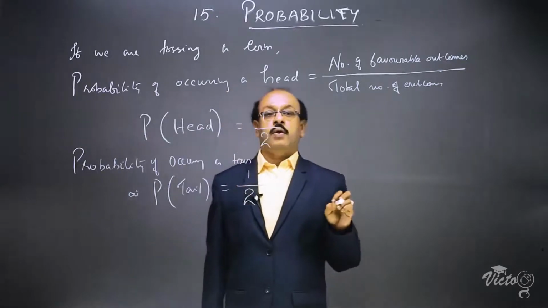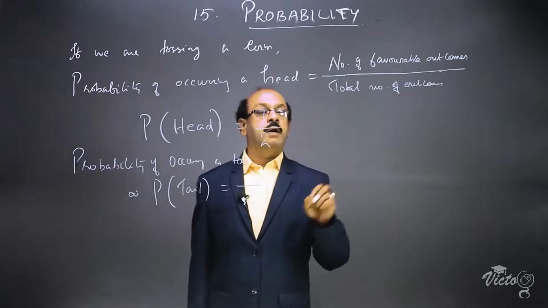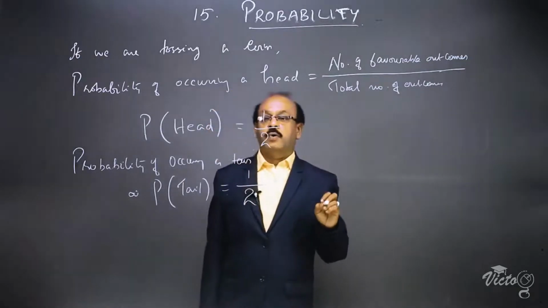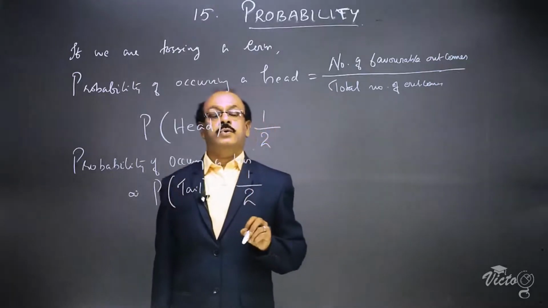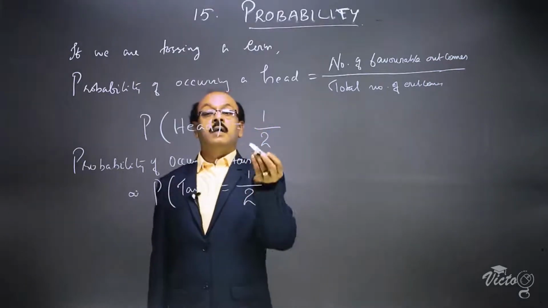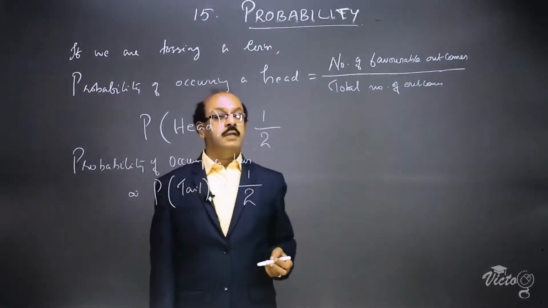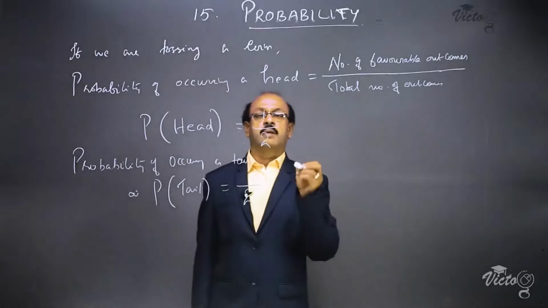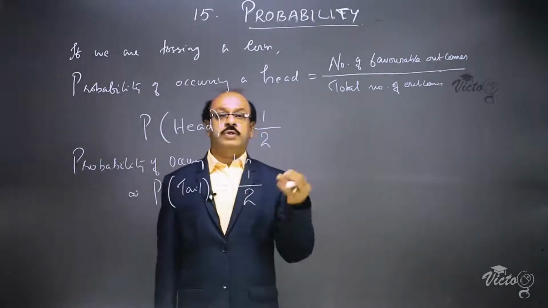The probability of an event will never be a number greater than 1, and the probability of an event will never be a negative number also. So remember these two things. Here the probability of occurring a head is 1 by 2 and the probability of occurring a tail is also 1 by 2. The simplest example of probability is tossing a coin.